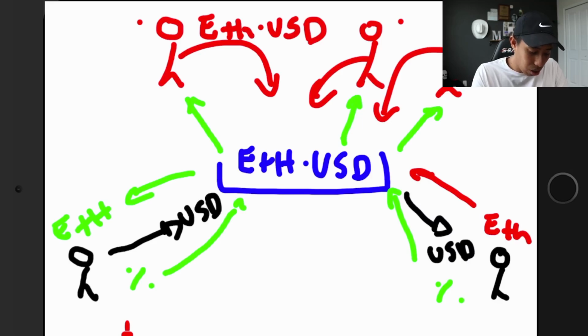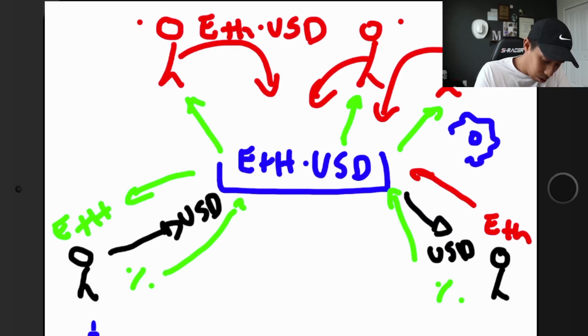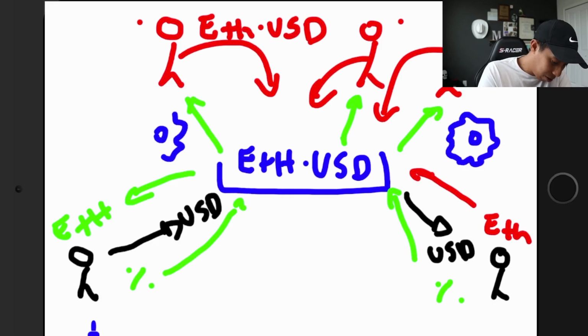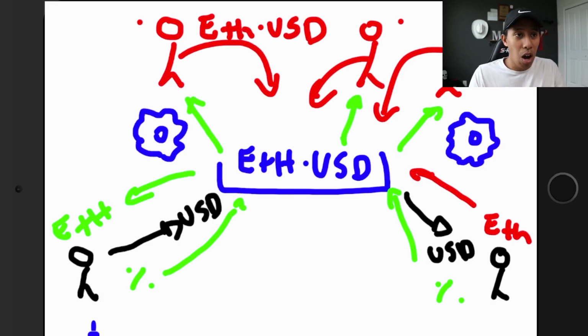Now, how does this all work? What is the magic here? Well, the magic is a smart contract. It's my best way of making that happen. The smart contracts automatically adjust the prices up and down and adjust the pairings up and down as ETH and US dollars are getting swapped out all the time.